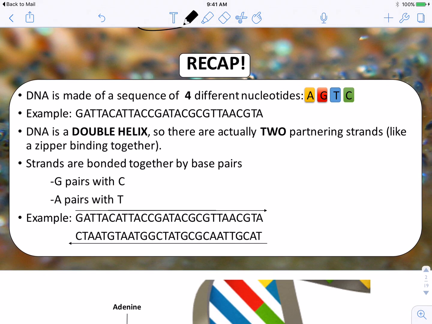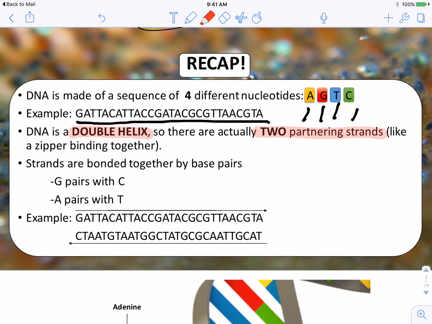And just to refresh your memory, DNA has four different nucleotides in there: A, G, T, and C. What you need to know is that DNA is a double helix. Remember that DNA is basically just those four letters in a random sequence. And since DNA is a double helix, it means there's two partnering strands. So if we remember our skits and projects, that's the reason we had a couple being split up, forming two new couples. That's because that's what DNA does when it replicates.